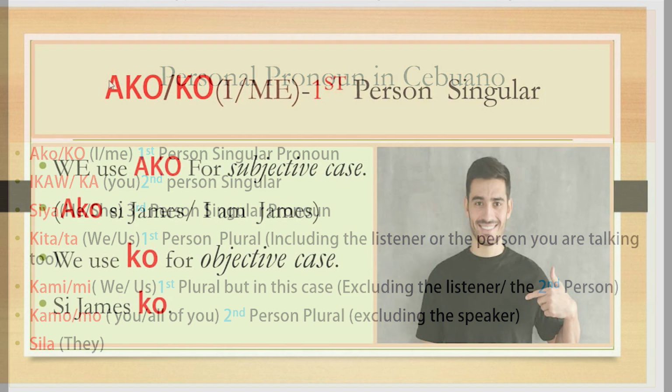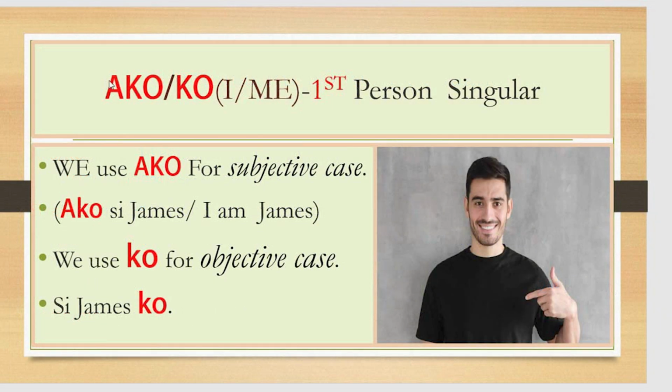Now moving on, let's discuss about ako or ko. I or me, first person singular pronoun, we have the subjective case and the objective case. So we use ako at the beginning of the sentence. Ako si James. So it's the subject. Alright? So I am James. So we use ko for the objective case. It is at the end or at the middle of the sentence. Si James ko. Okay? Nasabtan ba? Ko. So what is the difference is objective and subjective case. Kung mag-una ang ako, so you use ako if it is at the beginning of the sentence. But if it is at the end or at the middle of the sentence, we use ko.